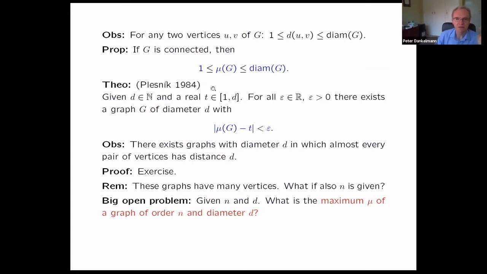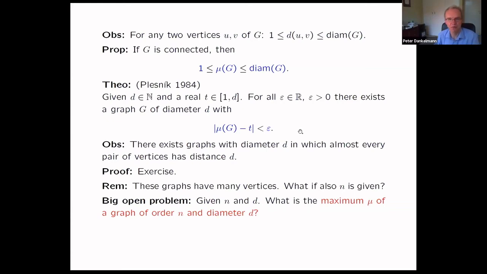And Plesnik, that was really the first paper that went all out to explore mathematical aspects of the Wiener index and the average distance. He proved that this is really the best you can do. He says you can't say more, if you know the diameter of a graph, than saying that the average distance is a value between 1 and the diameter.